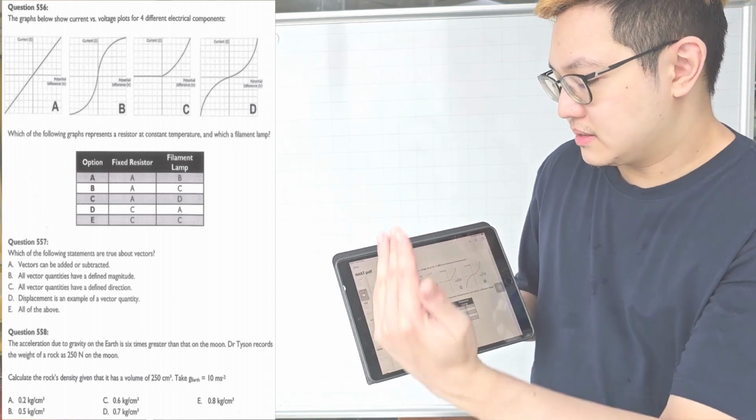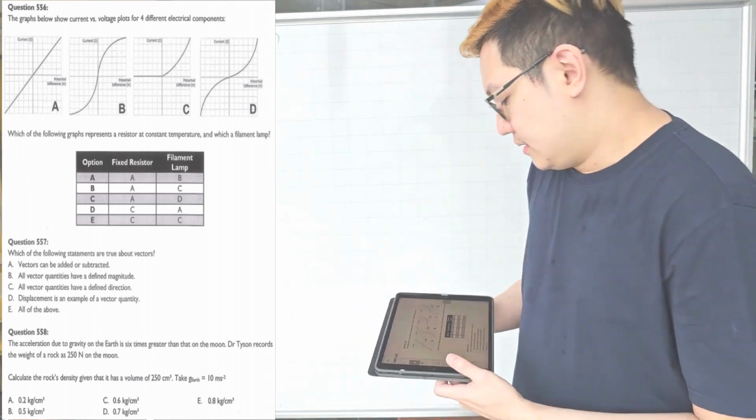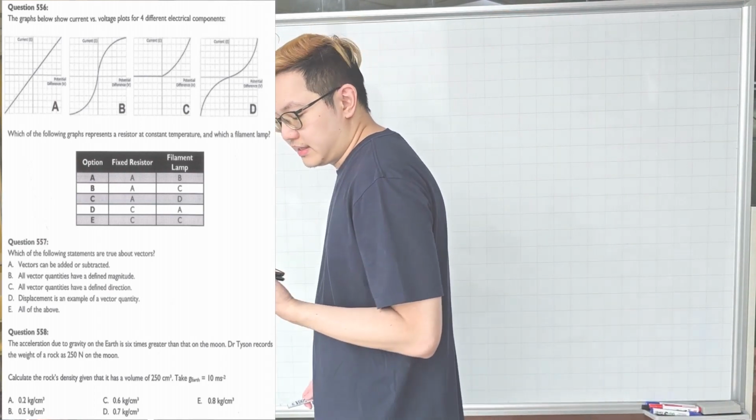It's gonna be like this kind of curve. So that's why option A is the right answer.